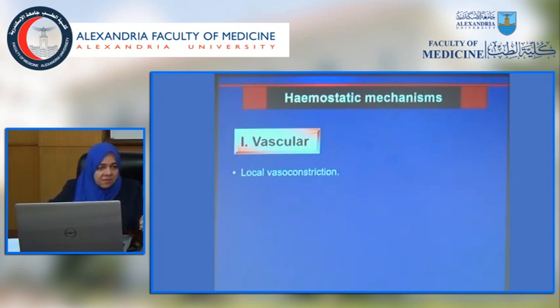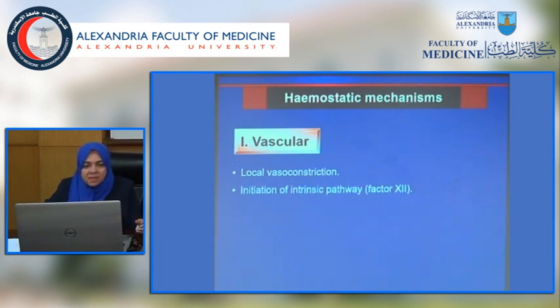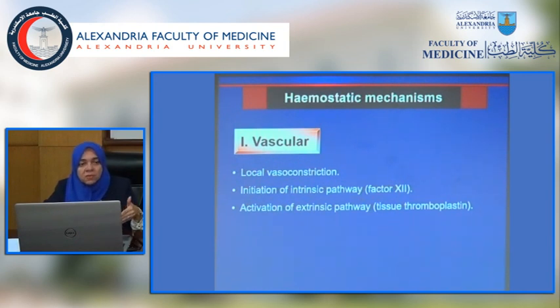First of all, local vasoconstriction or a reflex vasoconstriction. The vessels will be constricted so that the flow of blood will be decreased at the site of the injury. Then there will be initiation at the vessels of the intrinsic pathway through activation of the factor 12, like I already said.